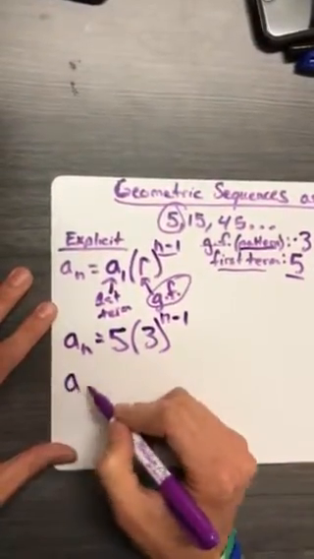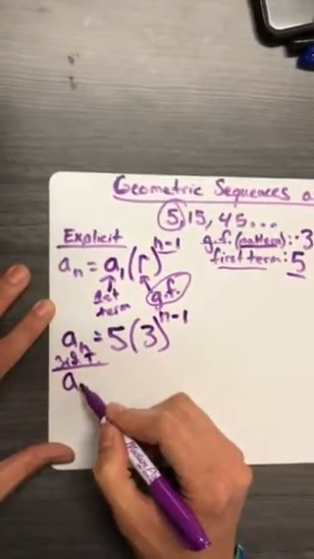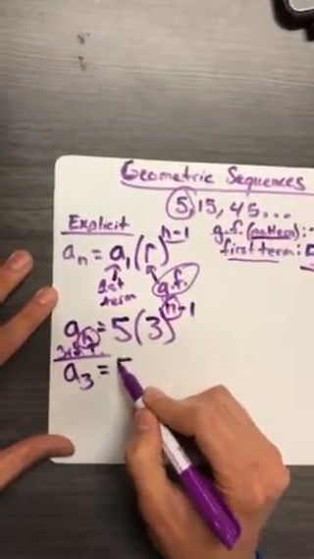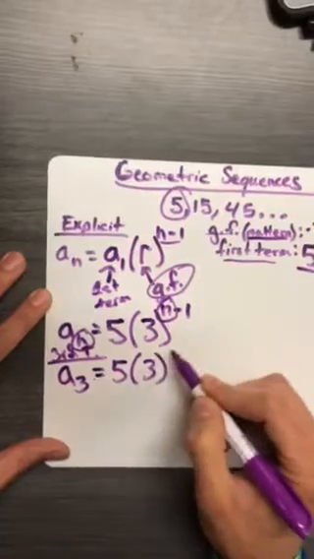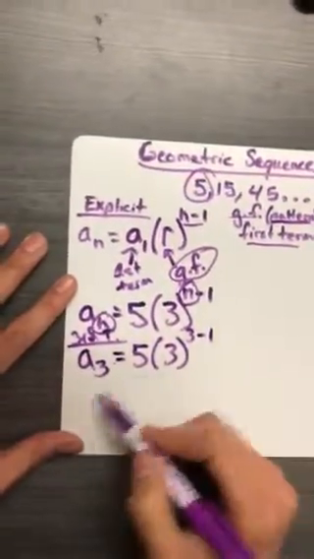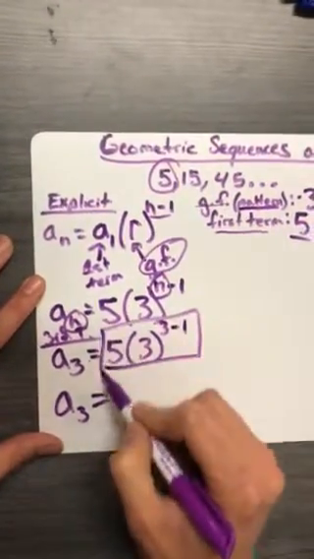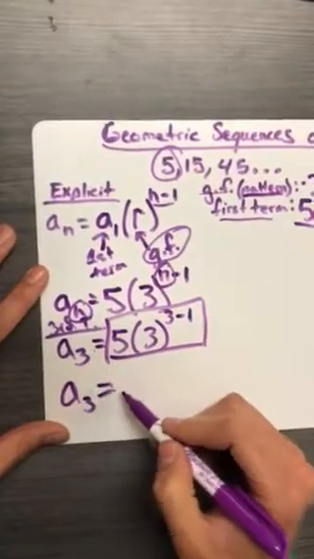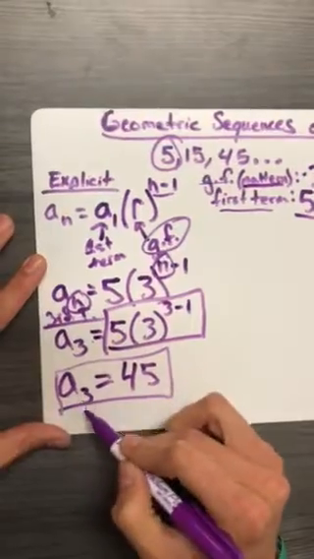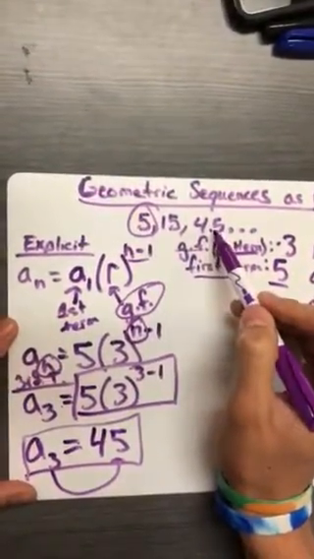So if we wanted to predict the third term, I would plug in 3 for our n's here and here. So I write a sub 3 equals 5 times parentheses 3 to the 3 minus 1. I'm going to simplify this or plug it in a calculator exactly how it looks, the right side of the equation. And when you do that, you're going to get 45. So our third term is 45, and if we look, 1, 2, 3, our third term is 45 in our sequence.